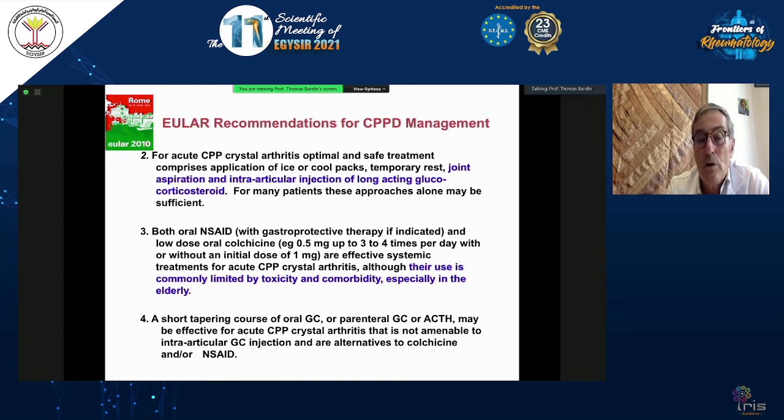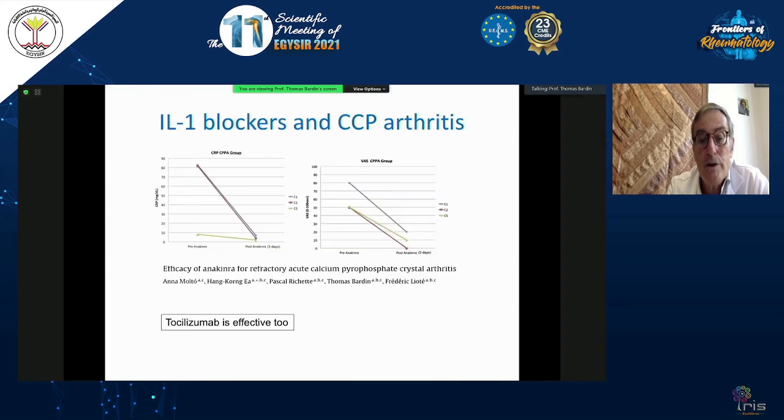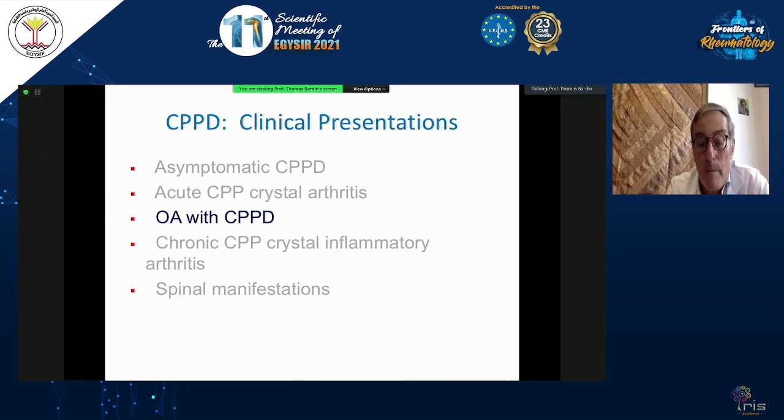And you could also use a glucocorticoid at a fairly high dose, 30 milligrams per day, but very rapidly tapered. And this can be effective when you cannot inject or give NSAIDs or colchicine. We have some experience in some patients who are refractory to these standard measures, and using IL-1 blockers is also usually very effective in the acute arthritis of CPPD as it is in gout flares.